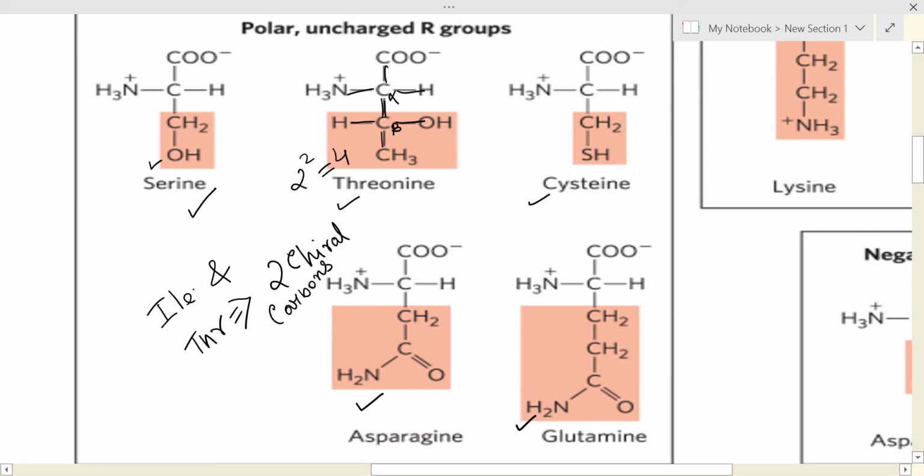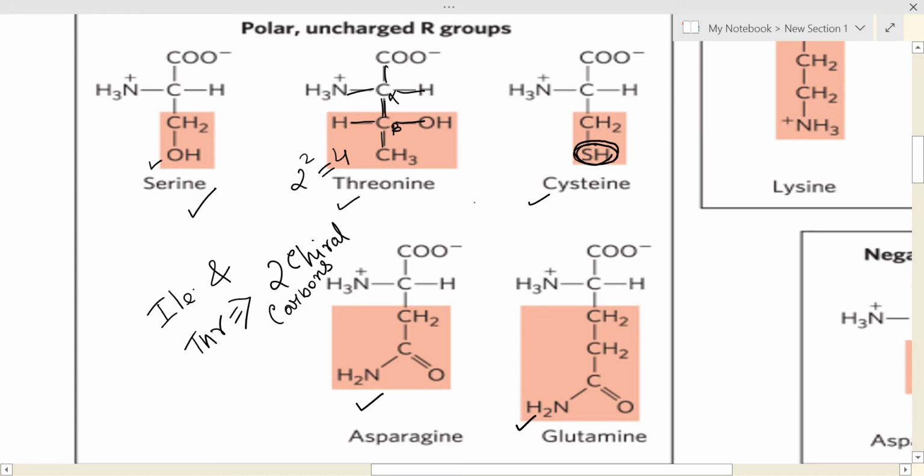Okay, so I hope this is clear. Now cysteine, this is again polar in nature. Why? Because we have this terminal SH group, the sulfhydryl group. And cysteine can make disulfide bond, that I will define in my next video.